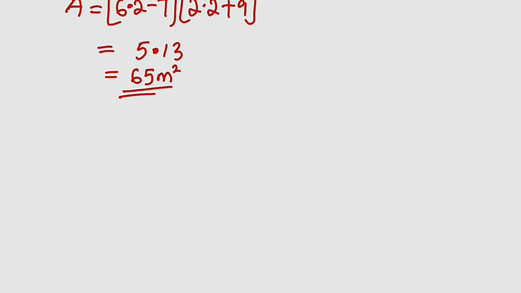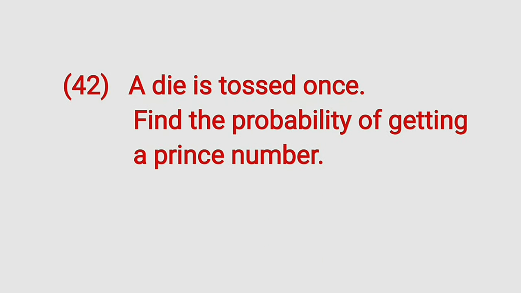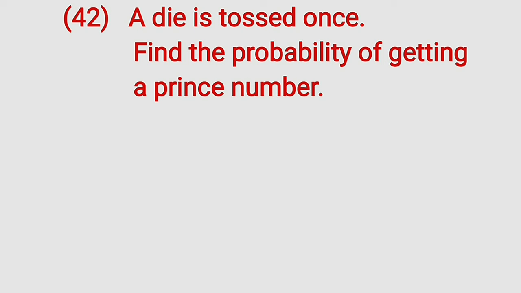Moving on to the next question, which is question number 42. The question reads, a die is tossed once. Find the probability of getting a prime number. Remember, a die has how many faces? 6 faces, 1 to 6. So let's say that the universal set is equal to the set of numbers 1, 2, 3, 4, 5, and 6, right? This is the universal set.